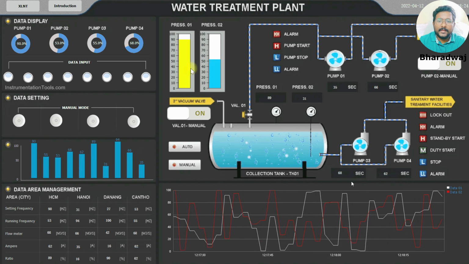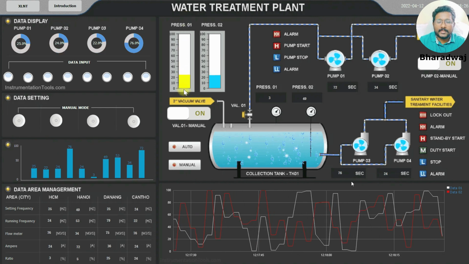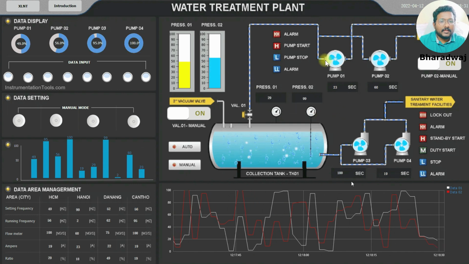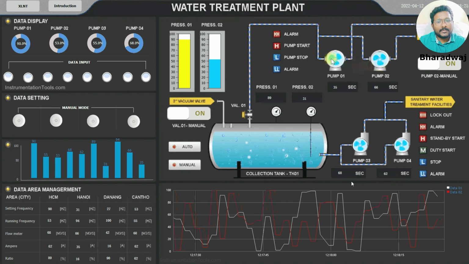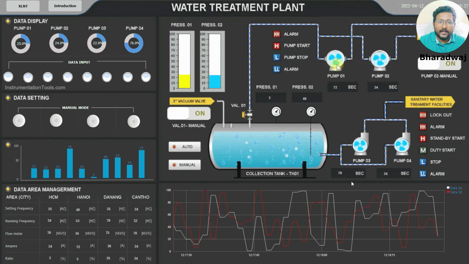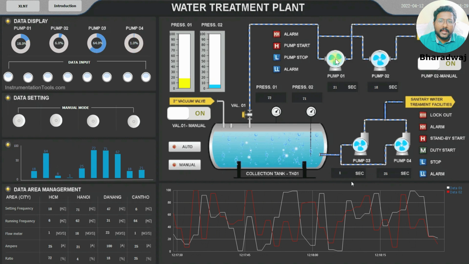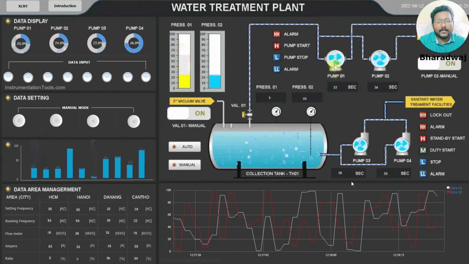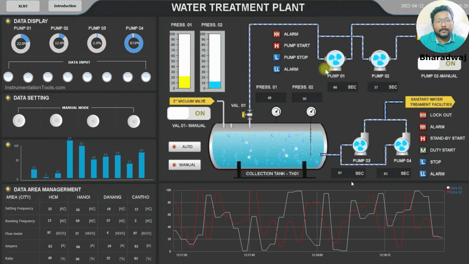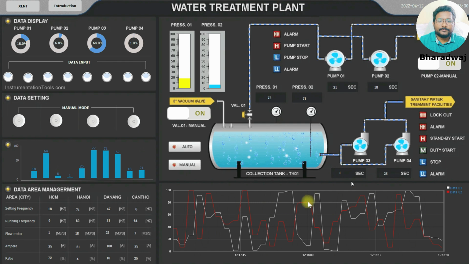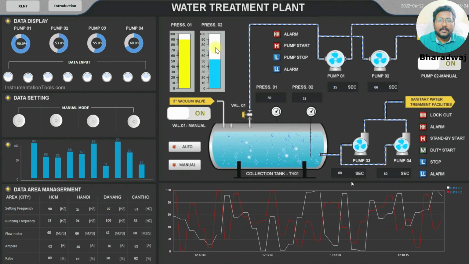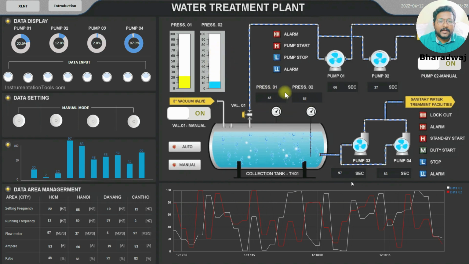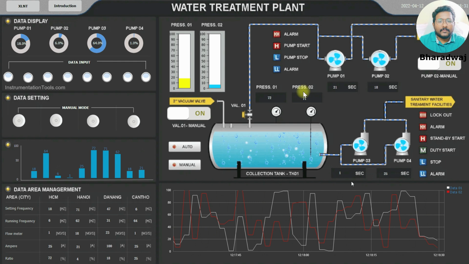The values are displayed in a bar form or a scale form. And if you see, these are the pumps. The pump's running state is displayed, and the pump's related data, like the speed of the pump or power consumption of the pump, are displayed at the bottom. And if you see, these pressure transmitters' data are also displayed in numerical form here. Okay.